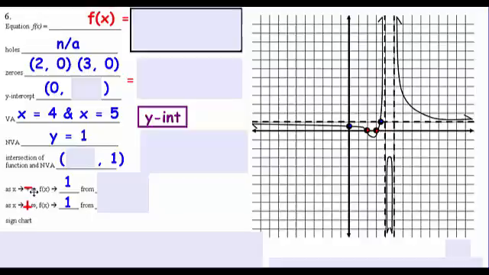So as x is going towards negative infinity, that's over here. Remember, like I said, we are below. And as x is going towards positive infinity all the way to the right, we're above that non-vertical asymptote.